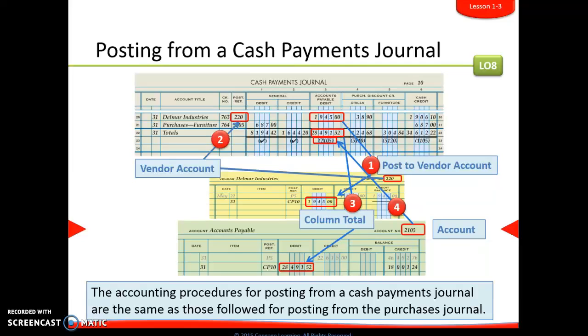The accounting procedures for posting from a cash payments journal are the same as those followed for posting from the purchases journal that we just got done doing in 1.2.